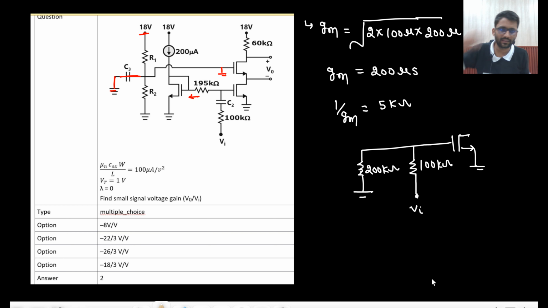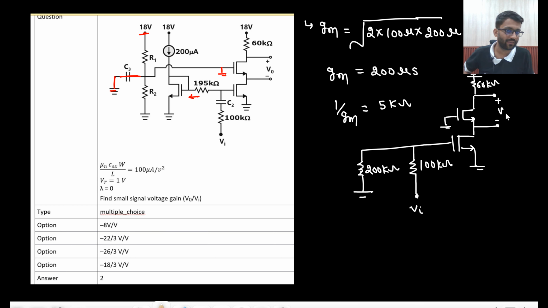It's the DC bias. And then another MOS will come here in this manner, and this is grounded. This is your V0, and this is also grounded. This is your 60 kilo. This is the equivalent circuit you are having.